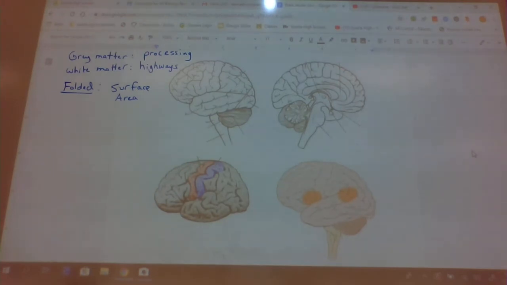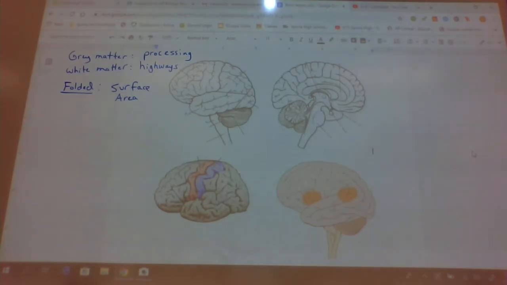What did we say was on the outer edges, the gray matter or the white matter? The gray matter. So the reason why the brain is folded is to increase the surface area, or you would say to increase the total amount of gray matter, which is where all of that thinking takes place. Does that make sense to all of you guys?